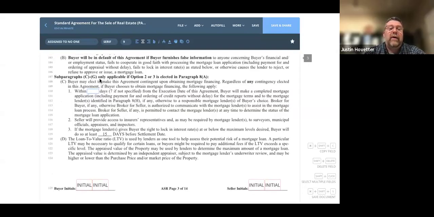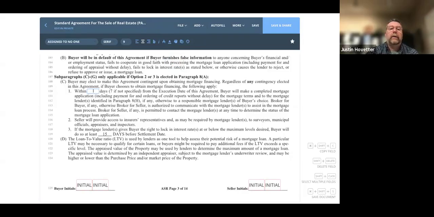So subparagraph C through G only applicable if options 2 or 3 is elected. That means where there may be a mortgage. So these apply if it's not a cash purchase. The buyer may elect to make this agreement contingent upon obtaining mortgage financing. Regardless of any contingency elected in this agreement, if the buyer chooses to obtain mortgage financing, the following apply.